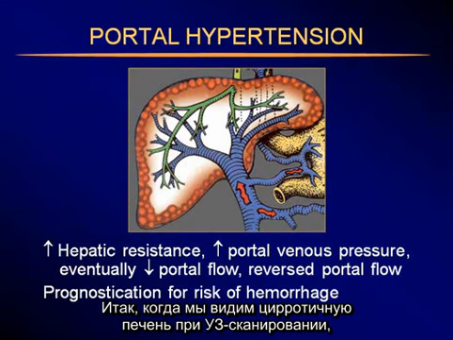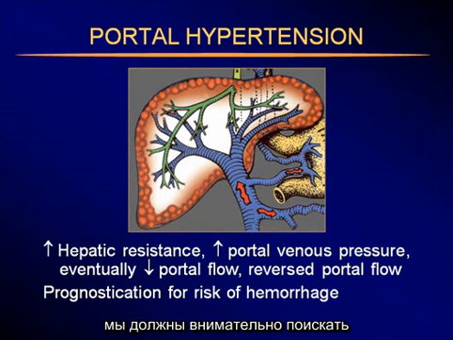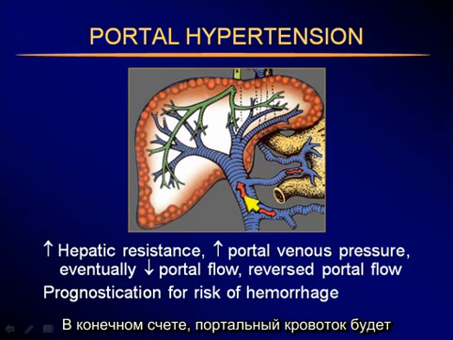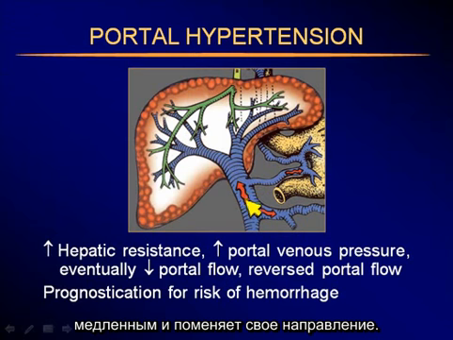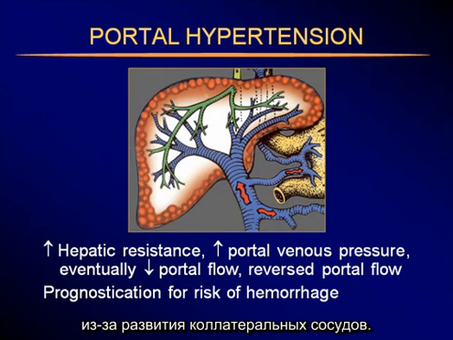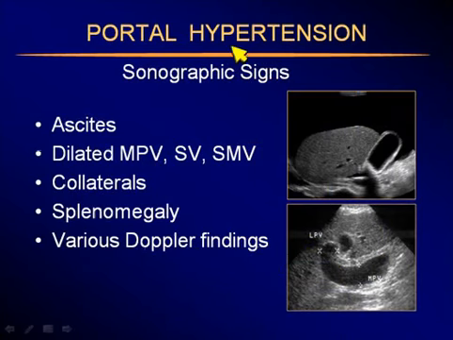So when we see a cirrhotic liver on ultrasound, we then have to right away look for clues of portal hypertension. With portal hypertension, the liver is diseased. The liver parenchyma develops resistance to blood flow. This increases the portal venous pressure. Eventually, the portal flow will slow down, and it will reverse, and flow will actually be going away from the liver, hepatofugal, and there's then increased risk of bleeding because collateral vessels open up.